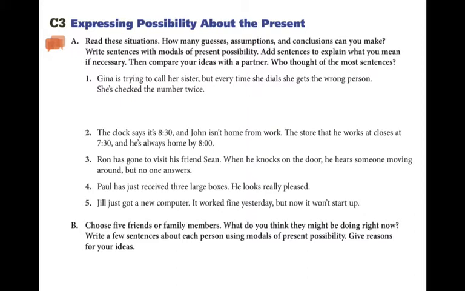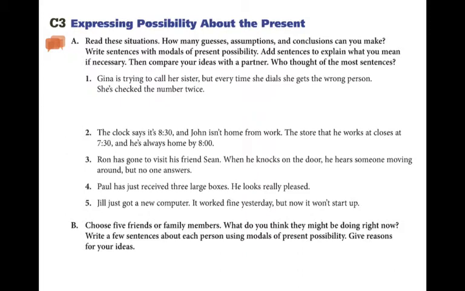Exercise C3, expressing possibility about the present. Part A, read these situations. How many guesses, assumptions, and conclusions can you make? Write sentences with modals of present possibility. Add sentences to explain what you mean if necessary. Let's take a look at number 1.